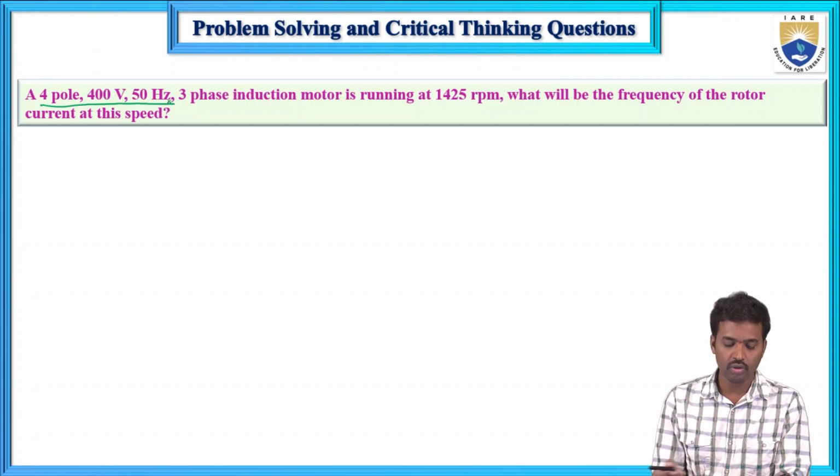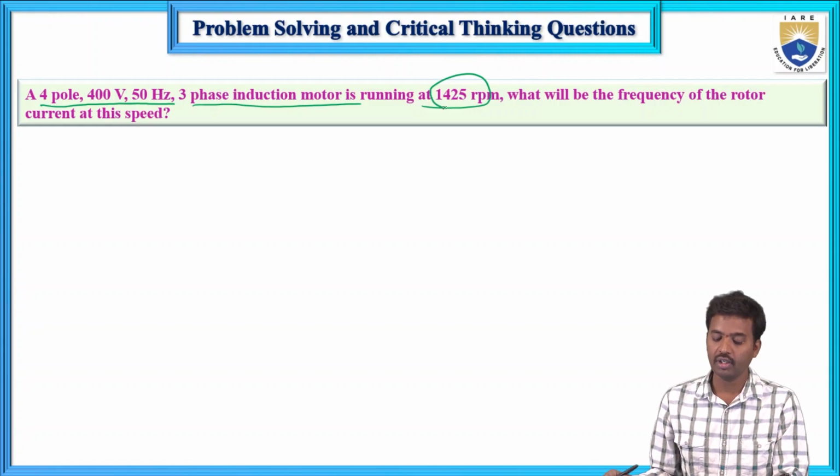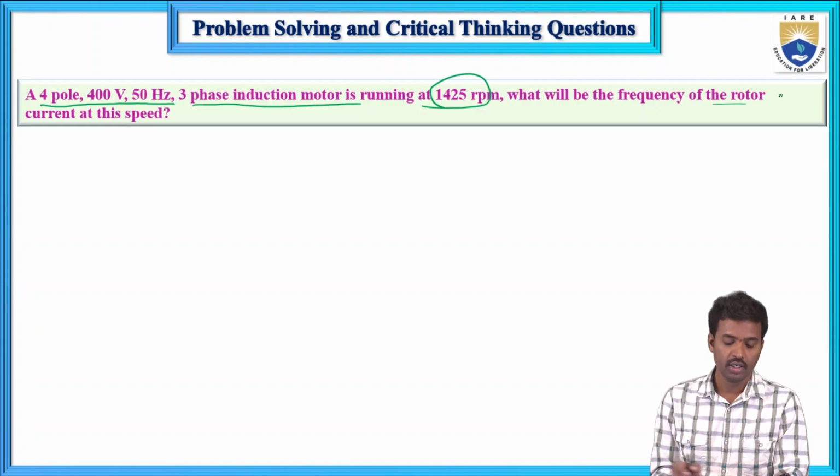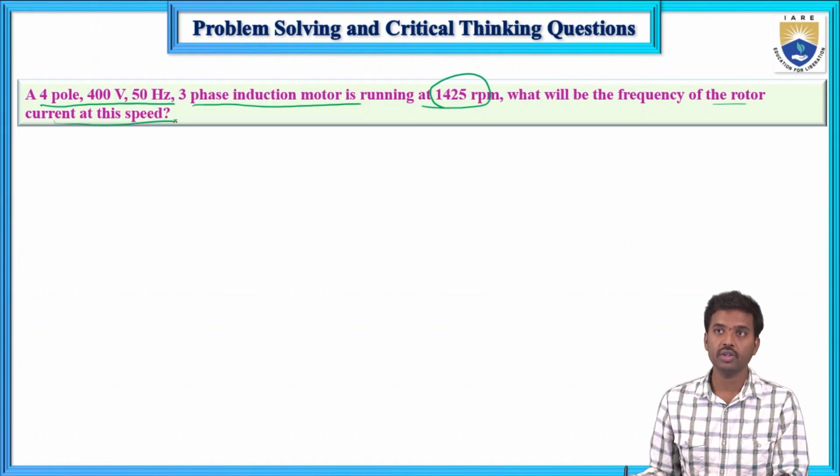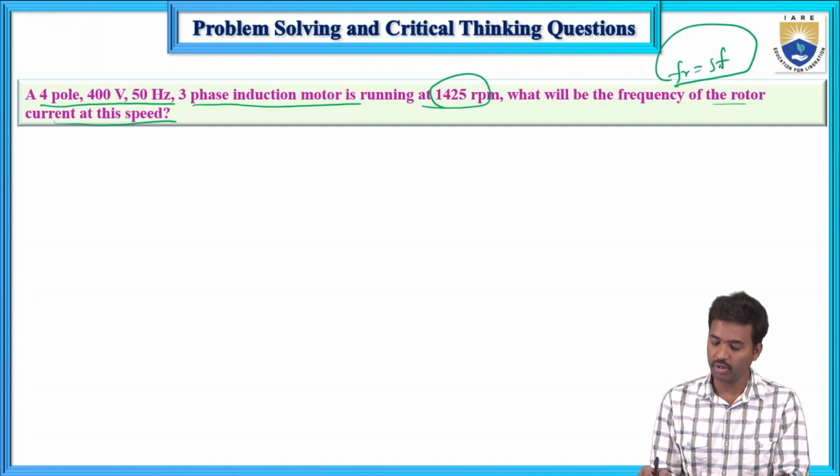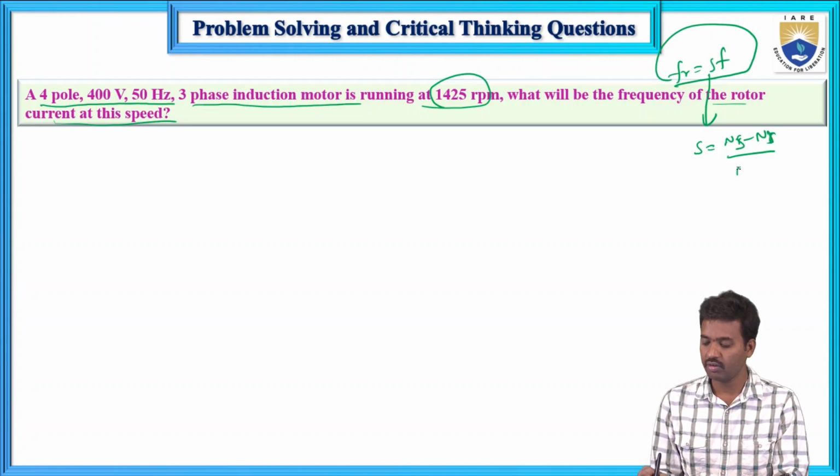A 4-pole 50 Hz 3-phase induction motor is running at 1425 rpm. What will be the frequency of the rotor current at this speed? So now, fr equals S into f, where f is the supply frequency, which is given. But here we need the slip. Slip equals (Ns minus Nr) divided by Ns. So Ns can be calculated. Nr is given as 1425. Ns equals 120 f by p.